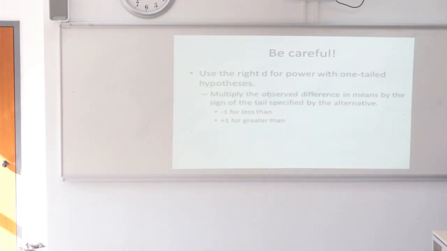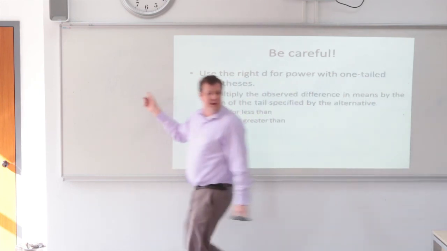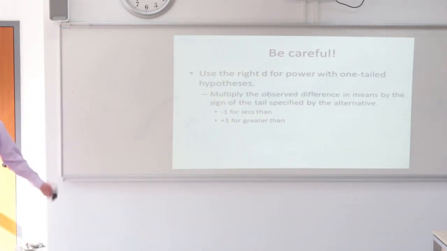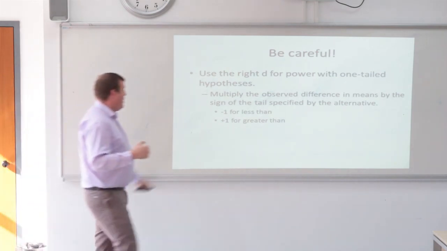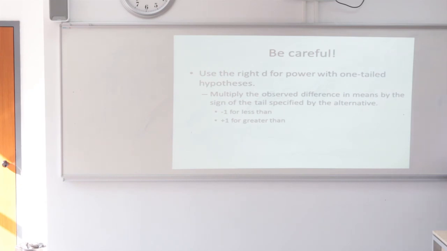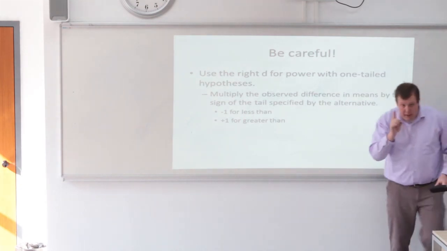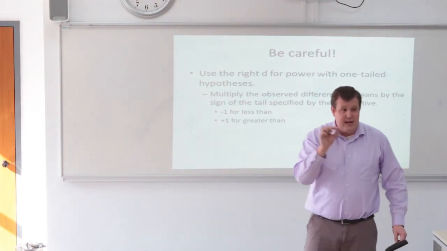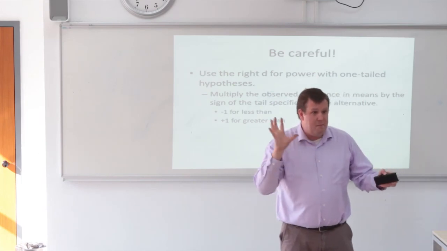You should also be careful and use the right D for power with one-tailed hypotheses. So you want to multiply the observed difference in means by the sign of the tail that's specified in the alternative. This is what we did earlier. When we were expecting a negative t-value to reject, we needed to multiply our delta by -1 if we wanted power to give us the right answer. And we multiplied by -1. We didn't subtract what we got from 1.